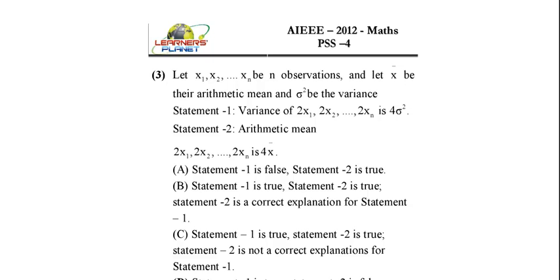Let x1, x2 and so on up to xn be n observations, and let x bar be their arithmetic mean and sigma square be the variance. Now statement 1 says that the variance of 2x1, 2x2 up to 2xn is 4 times the initial variance, and their arithmetic mean, that is the arithmetic mean of 2x1, 2x2 up to 2xn, is 4x bar, that is 4 times the initial mean. So we need to check whether statement 1 is true, statement 2 is true and the rest of the things.